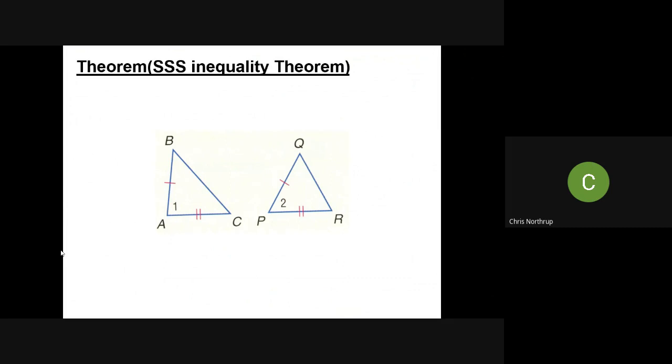So for example, if BC was 8 feet and QR was 5 feet, well, since 8 is larger than 5, we could make the conclusion that angle 1 has a larger measure than angle 2. Now, if those were swapped, if BC was shorter than QR, then angle 1 would have a smaller measure than angle 2. That should do it for 5.5 and 5.6.